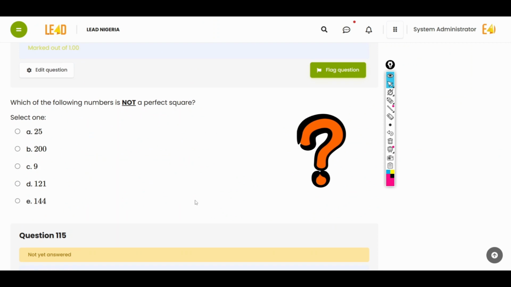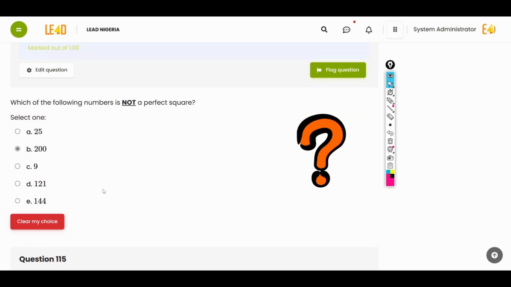Which of these numbers is not a perfect square? Okay, so 25 is a perfect square. Nope, 200 is not a perfect square. That's the correct answer. 200 is not a perfect square, and it's because there's no number you can multiply by itself to give you 200. If you're familiar with your multiplication tables, I think this question is a giveaway, because you would know that all the others are perfect squares.